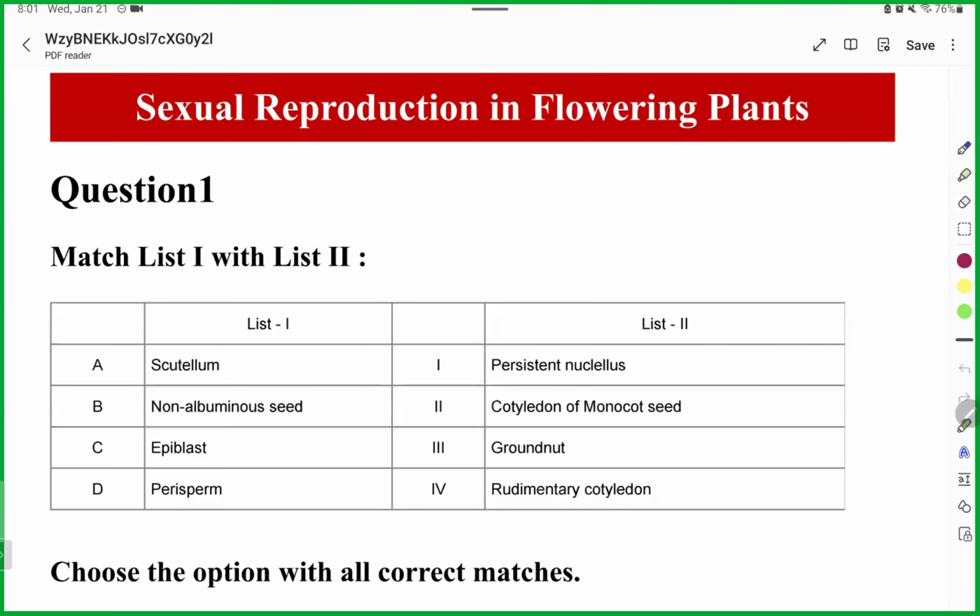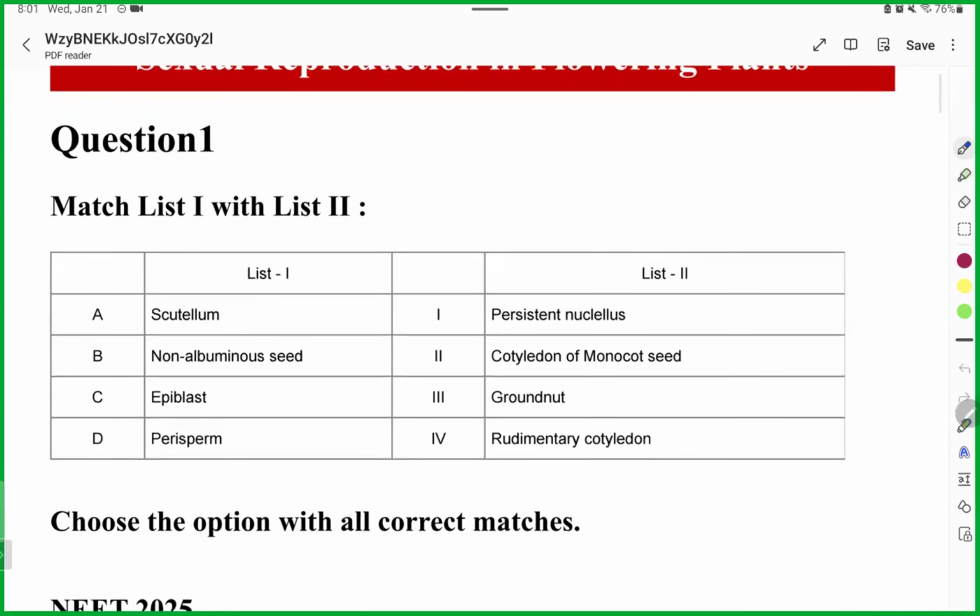First question. You have scutellum, which is given in the monocot seed or monocot embryo, correct? Albuminous and non-albuminous seed we have to read about. Epiblast. What is this epiblast and what is perisperm? So these are the four important words.